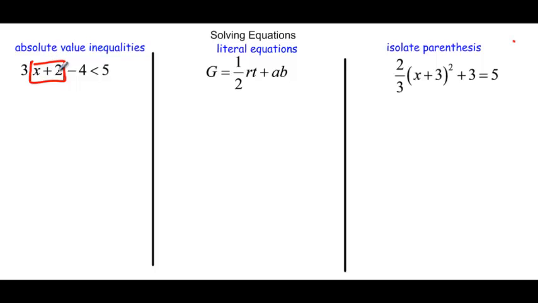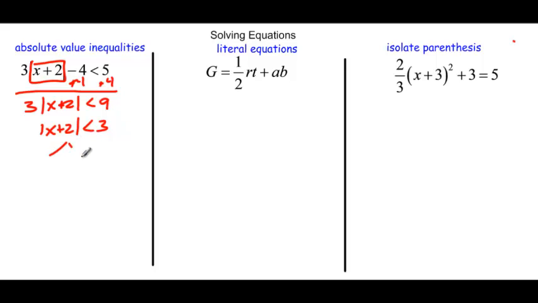So I need to get that by itself. So I need to undo what I have. So I'm going to add 4 to this side, add 4 to this side here, and we get 3. Then the absolute value doesn't change, and then less than 9. Next, we're going to divide by 3, and we get the absolute value by itself. Okay, so now we're at this point in time, I'm going to switch it into a positive and a negative side.